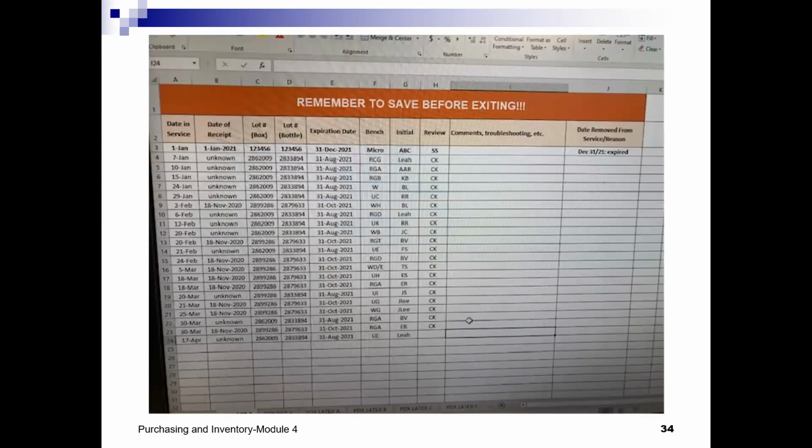And this is just an example of a spreadsheet for some products in our lab. So it's an example of the dates the product was put in service, when it was received, which lot number, both box and bottle, when it expires, what lab bench it's going to, and then the person who was involved. And there's a comment section which can be helpful, as well. This particular reagent expired, and so it was taken out. So that's helpful to know if you're later going back and seeing how much you need to reorder.